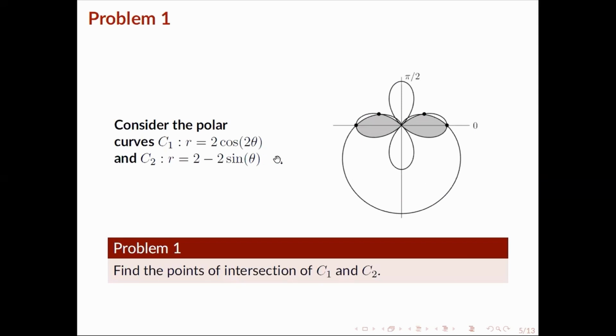So for the first problem, consider the polar curves C sub 1 that is defined by the equation r equals 2 cosine of 2 theta, and C sub 2 that is defined by the equation r equals 2 minus 2 sine theta, and this is their graph. So we have to find the points of intersection of C sub 1 and C sub 2. Now, to get the points of intersection, we just have to equate these two equations and solve for the value of theta.